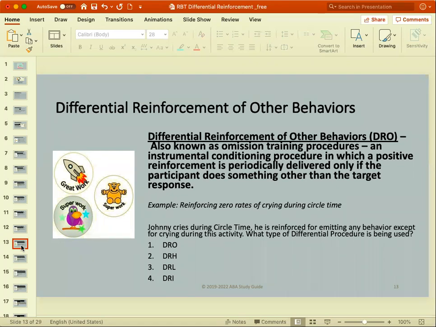We're not trying to teach an alternate behavior, we're just trying to reduce the one target behavior, or target class, or response class. So Johnny cries during circle time. He is reinforced for omitting any behavior besides crying during this activity. What type of differential reinforcement is being used?